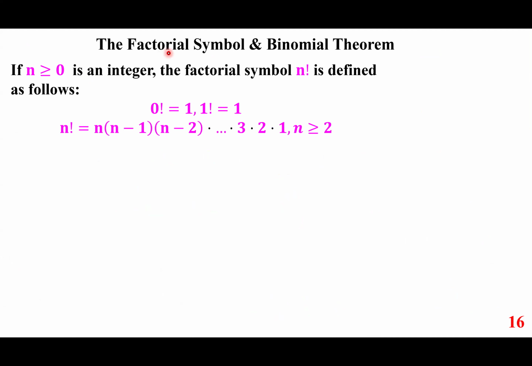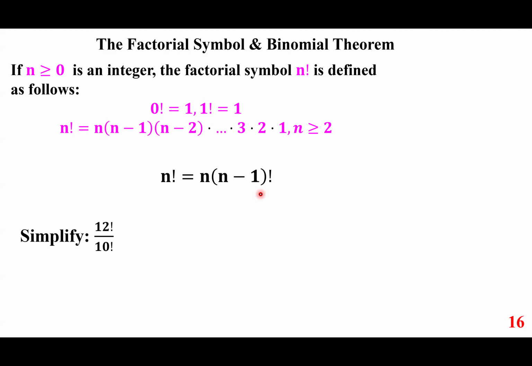A factorial symbol and binomial theorem: if n is larger than or equal to 0, and it's an integer, the factorial symbol n factorial is defined as follows. 0 factorial is 1, 1 factorial is 1, n factorial is n times n minus 1 times n minus 2, all the way to 1, and n is larger than or equal to 2. Which makes n factorial the same as n times n minus 1 factorial. So you can stop at any time you want and do it that way.